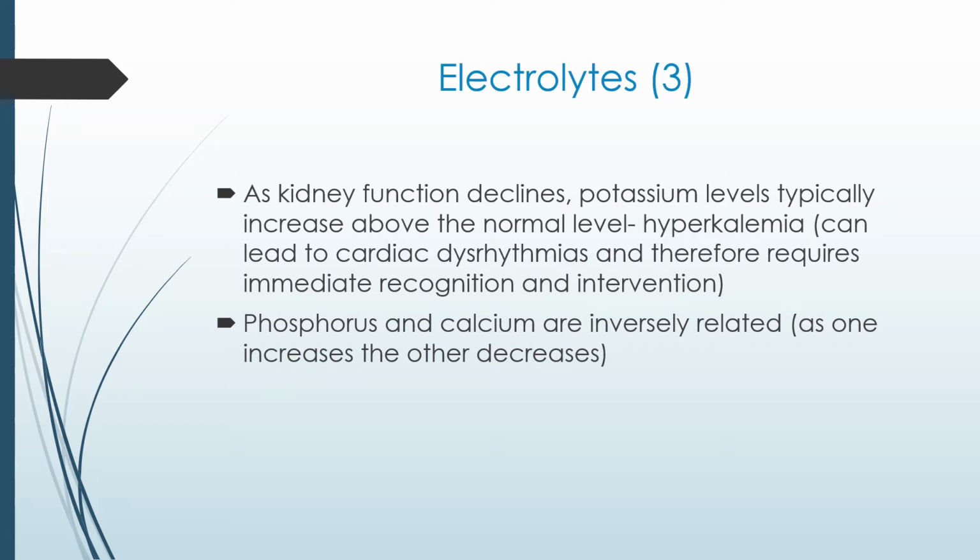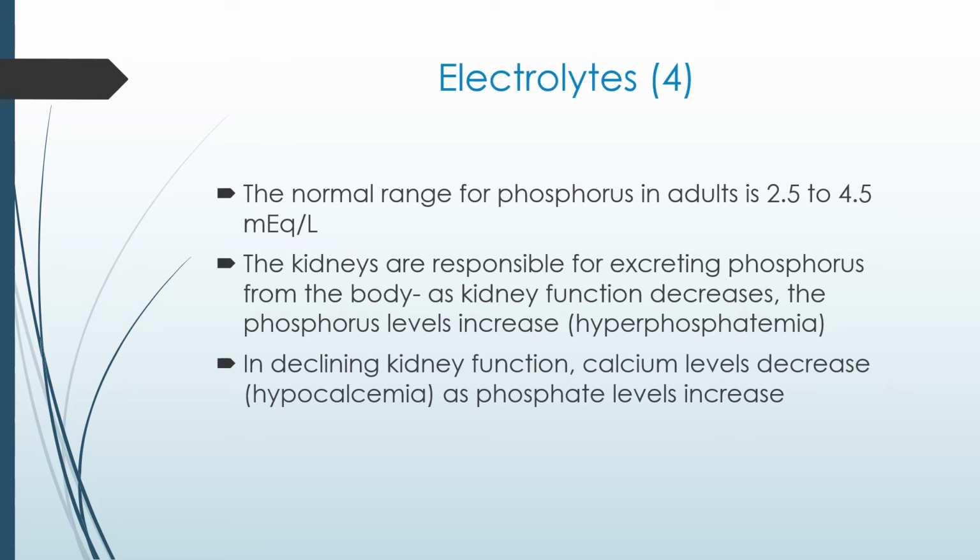Phosphorus and calcium are inversely related. As one will increase, the other will decrease. So that's something else to look at. The normal range for phosphorus in adults is 2.5 to 4.5. The kidneys are responsible for excreting phosphorus from the body. So as kidney function decreases, the phosphorus level will increase. In declining kidney function, calcium levels will decrease, which is hypocalcemia, as phosphate levels will increase. Okay, so there's that inversion that we need to be aware of.